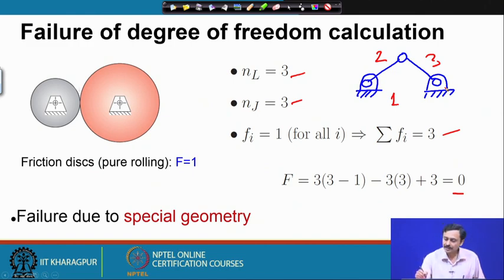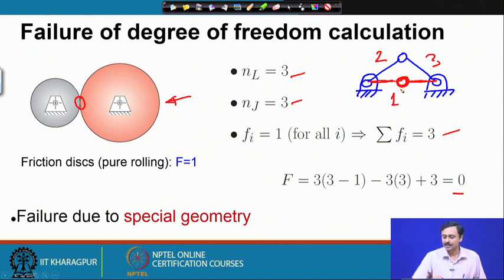But suppose you have it combined like this. This is a different combination. There are 2 links and the hinge in between, and they are straight. Now, this corresponds to this case of the 2 friction disks. There are 2 ground hinges and 1 kinematic pair with 1 degree of freedom at the contact. So, that is what I have drawn.